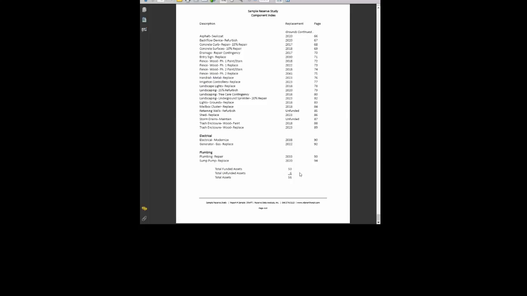I'm going to scroll to the very end of the reserve study here to the component index section. So if you have any questions regarding any particular component, you can look it up right here. And you can see irrigation controllers. Say you have a question about that, you can go right to page 77 and it's going to talk about that. So in this PDF document, it's very easy. You can just type in 77, there you go, irrigation controllers, and it talks about the irrigation controllers in this particular community.